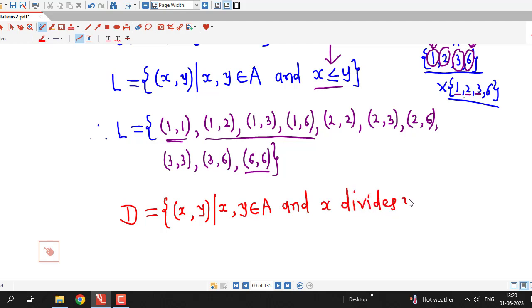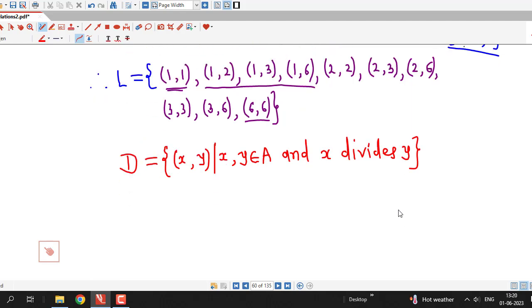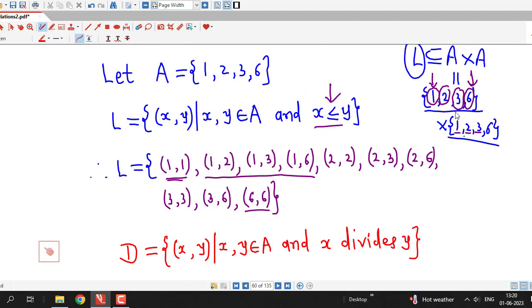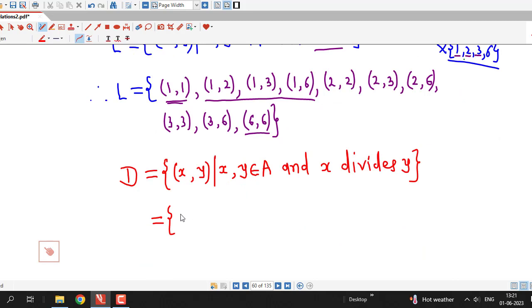X divides y. So here also we have to check for each and every ordered pair. We will write down ordered pair (x, y) as a member of D if x divides y. So again we start with first component as 1. So first ordered pair is (1, 1) and we know that 1 divides 1. So we write down (1, 1).